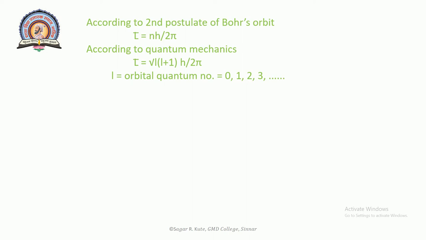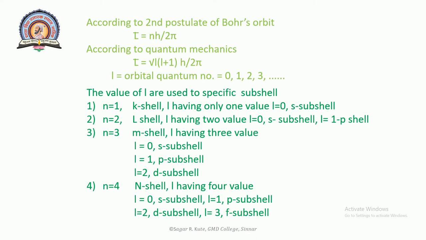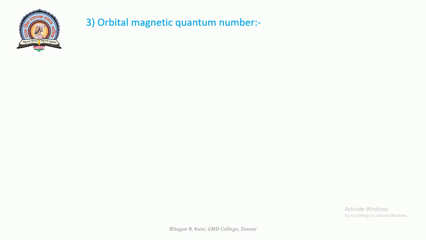The values of l are used to specify the subshell. For n is equal to 1, K shell, l has only one value, l is equal to 0, s subshell. Second, n is equal to 2, L shell, l has two values, l is equal to 0, s subshell, l is equal to 1, p subshell. Third, n is equal to 3, M shell, l has three values, l is equal to 0 s subshell, l is equal to 1 p subshell and l is equal to 2 d subshell. And fourth, n is equal to 4, N shell, l has 4 values, l is equal to 0 s subshell, l is equal to 1 p subshell, l is equal to 2 d subshell and l is equal to 3 f subshell.